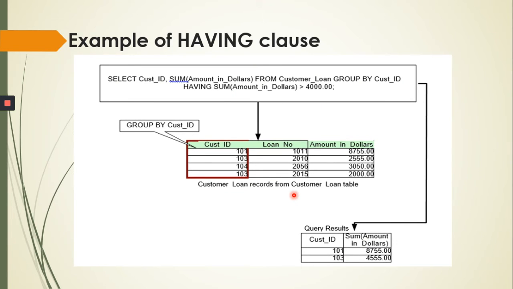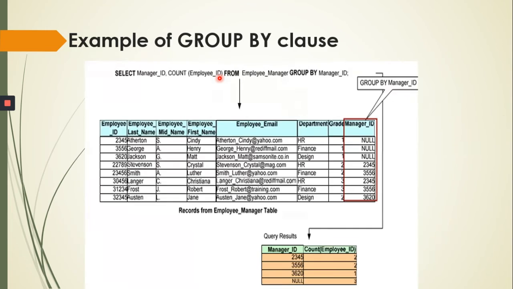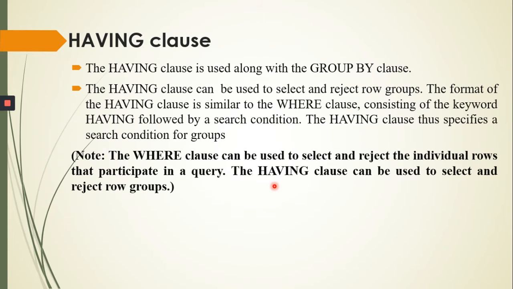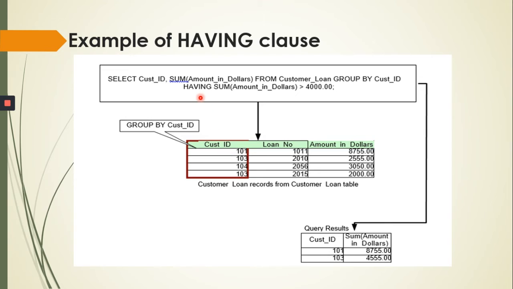It is the example we used in the group by clause. Select customer ID, sum amount in dollars from customer loan group by customer ID. This is the query I used in the group by clause. It will give the output like this: all the identical customer IDs 101, 103 and 104. Now using having sum of amount in dollar greater than 4,000, it will give only the rows that have an amount in dollar greater than 4,000.